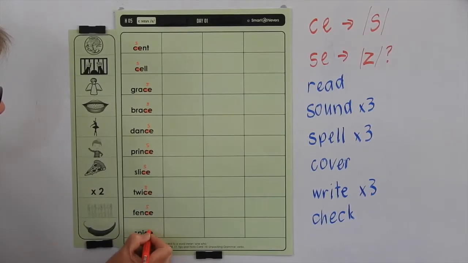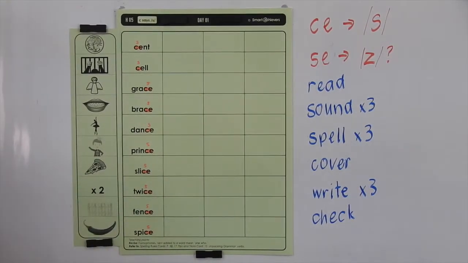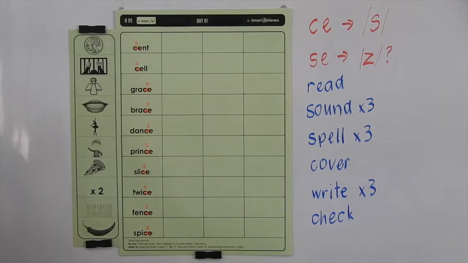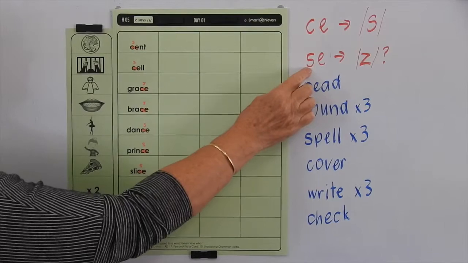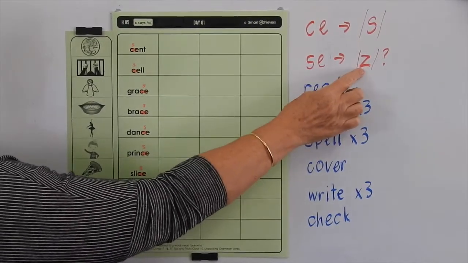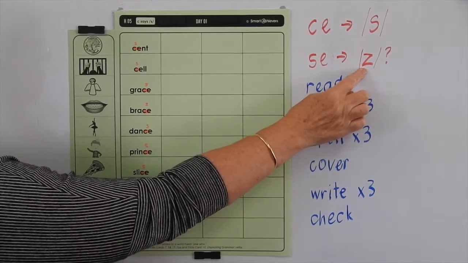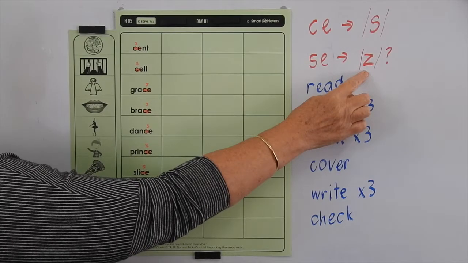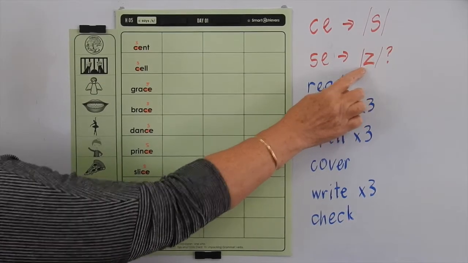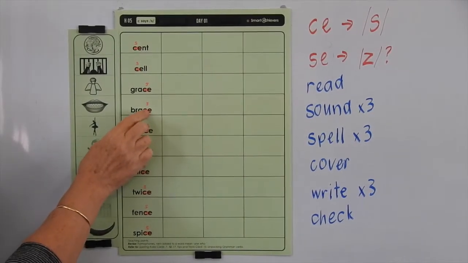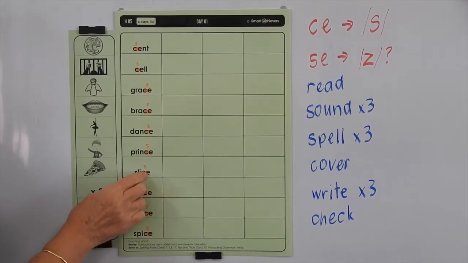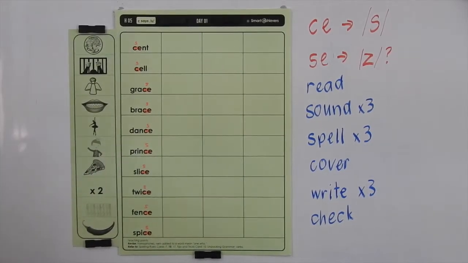And the reason we use CE for the sound at the end of a word, and you can see most of these have the CE at the end of the word, is quite often when we have SE at the end of a word, it's saying Z. We don't usually use Z at the end of a word for the Z sound. We quite often use SE for the Z sound at the end of a word. So that's the difference between the CE is making the sound at the end of these words.